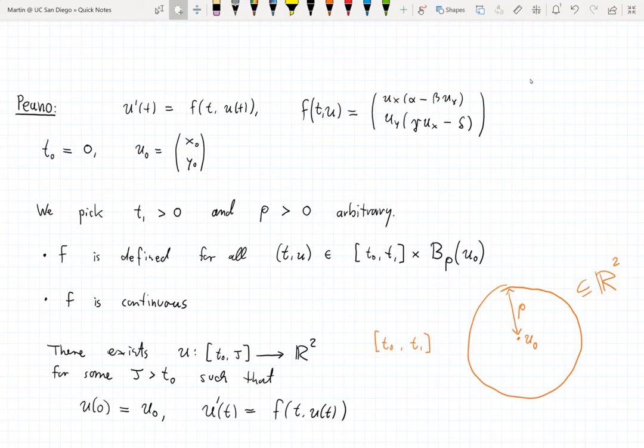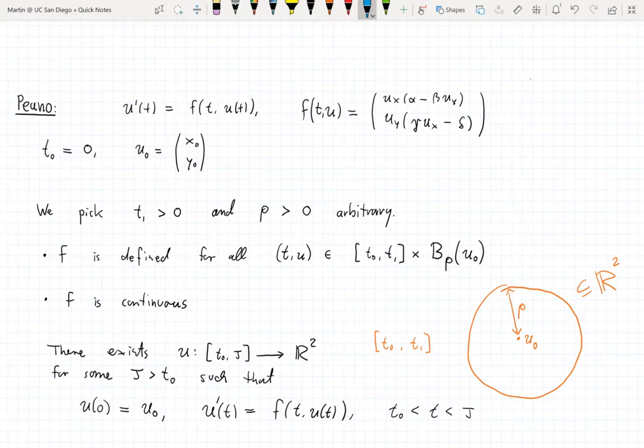With that we have satisfied all the conditions of the Peano existence theorem, and we conclude that there exists a function u which goes from the interval starting at t0 up to some time tau, tau being some time after t0, mapping into R^2, such that we have the initial condition satisfied, u(t0) equals u0, and we also have the differential equation satisfied for all times from this interval. u prime of t is equal f of t, u of t, whereas the time t is between t0 and tau.